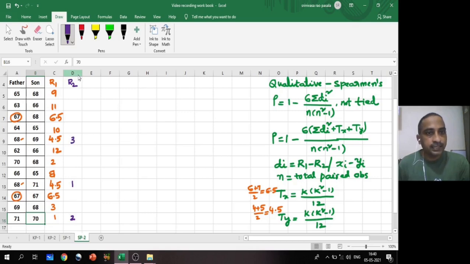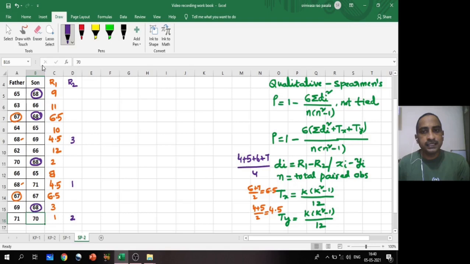The next after 69 is 68. But 68 is there a couple of times. So this is 1 time, this is 2 times, this is the 3rd time, this is the 4th time, right? So ranks 1, 2, 3 are over. So 4, 5, 6, 7. The average is 4 plus 5 plus 6 plus 7 by 4, right?